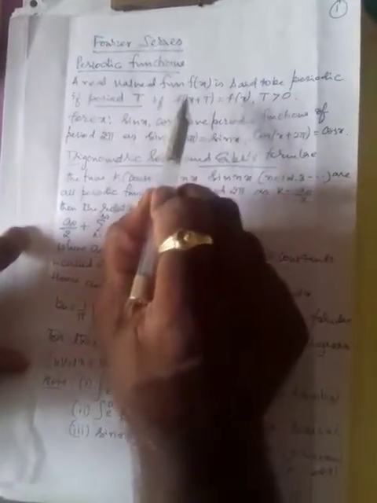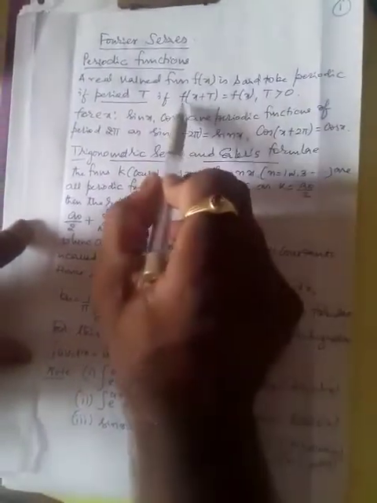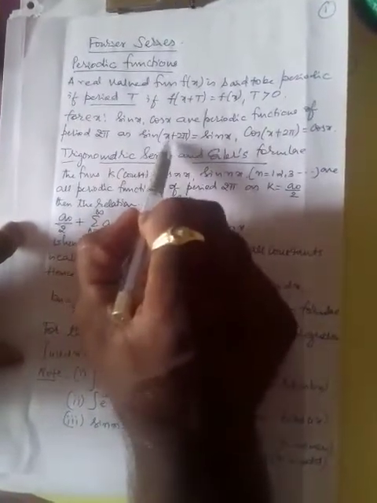This means that when the given angle is replaced by that angle plus some constant, which gives the same function, it is called a periodic function. Observe the definition shown here. For example, sin x and cos x are periodic functions of period 2 pi, that is, T is equal to 2 pi. How? We know that sin of 2 pi plus x equals sin x, and cos of 2 pi plus x equals cos x, using the four quadrants formula.